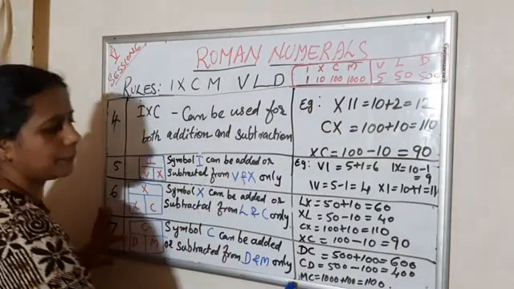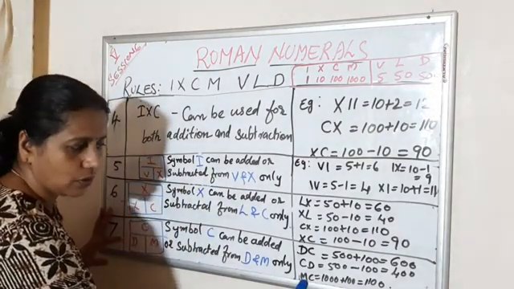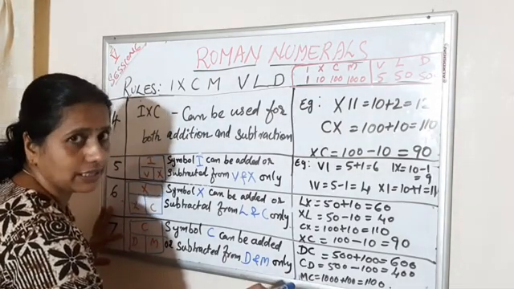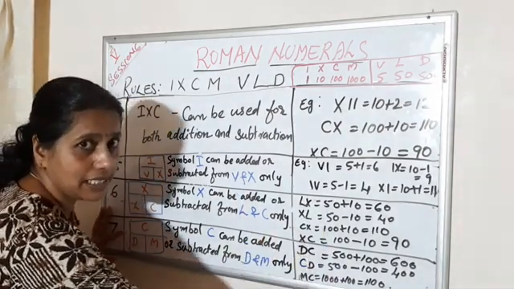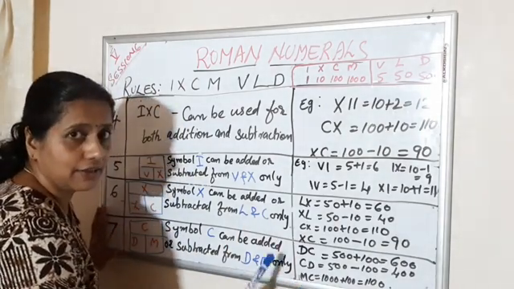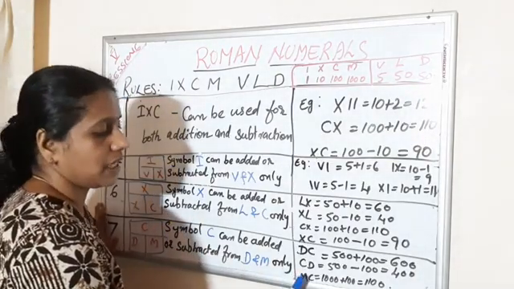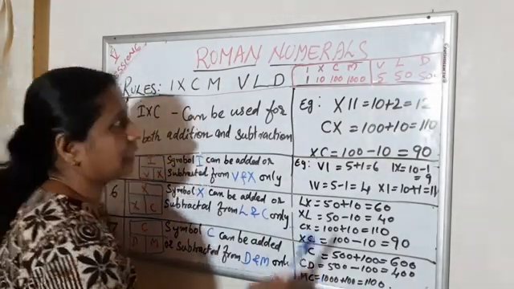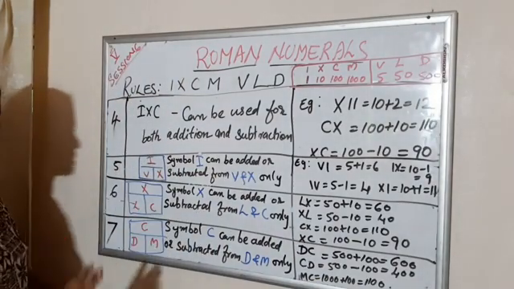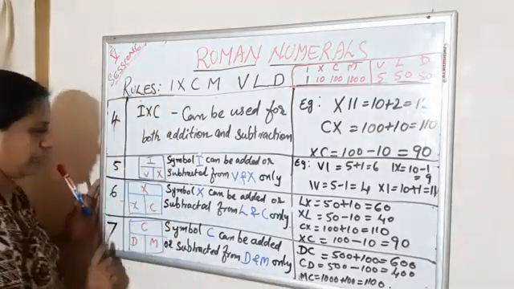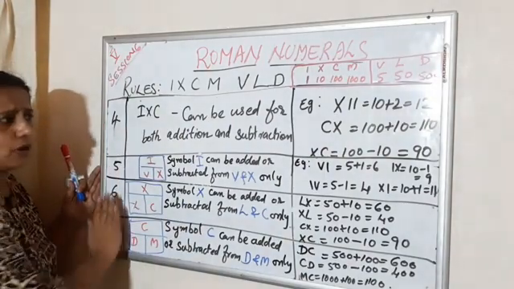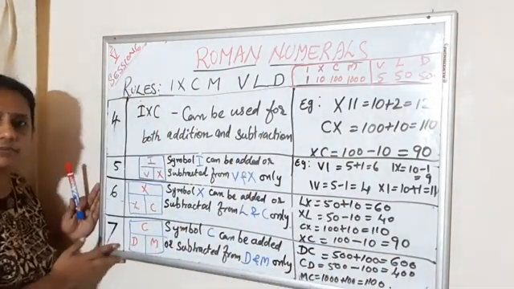Then next one, MC. M is 1000 and C is 100, and the smaller number is not on the left side. It is on the right side. Right side means add. Left side means subtract. If the smallest number is on the left side, subtract. If the smallest number is on the right side, add. That I will write here. Okay, there is no space. After rubbing this, I will write. So remember that one. Take your book and draw this chart in your book and write all these rules. Okay.